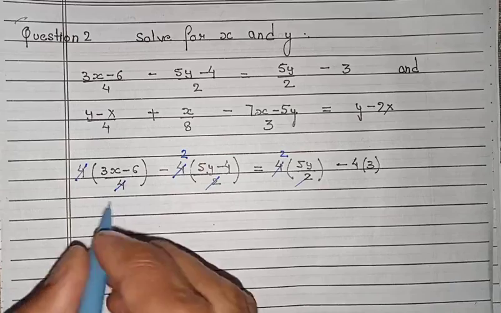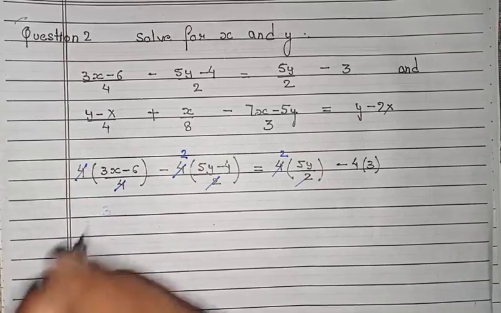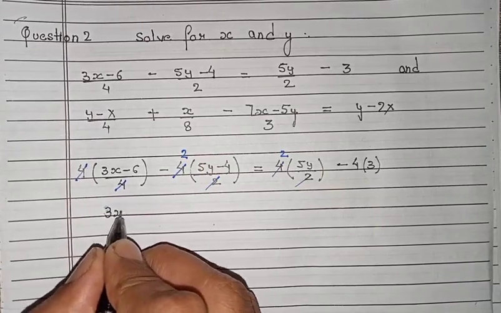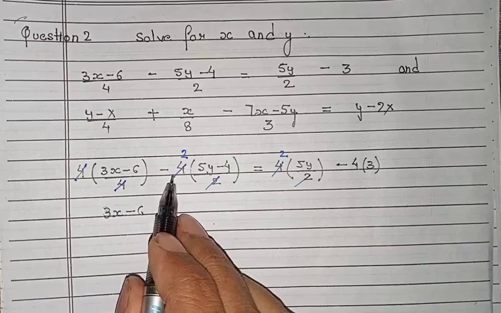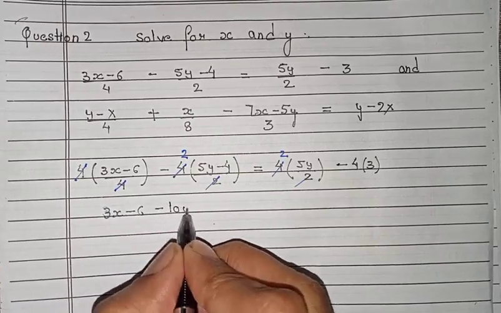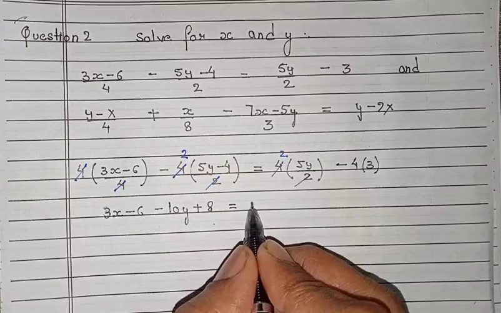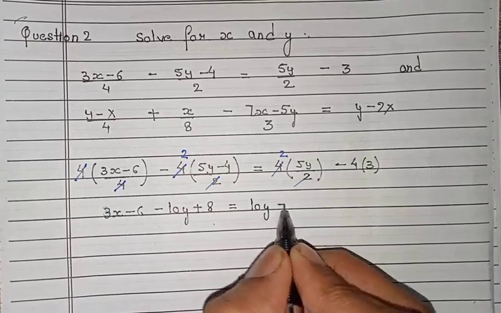So let's see what equation we are getting. Opening this bracket with 1, we are getting 3x minus 6. Now this bracket is being opened with minus 2, so you will get minus 10y plus 8. On the right side you will get 10y minus 12.